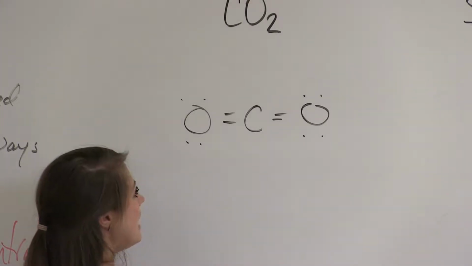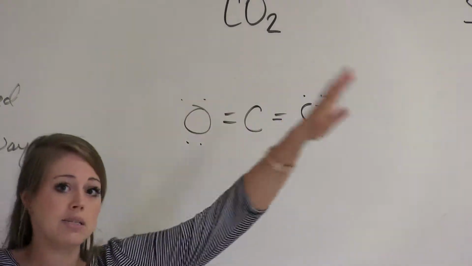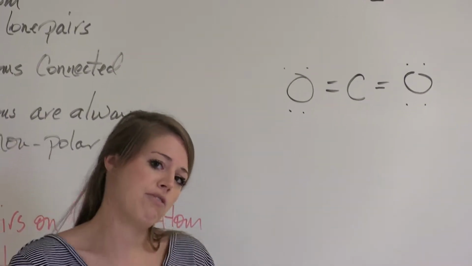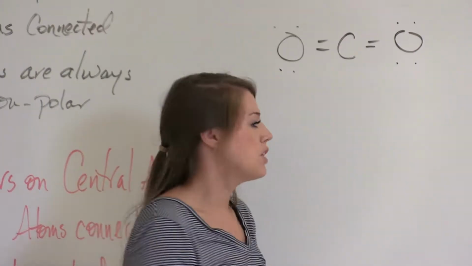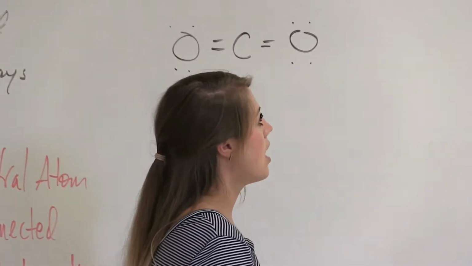It's also going to make it linear in shape because they can spread completely out as far away from each other as possible. There's nothing on top of the carbon or below the carbon that's going to change that distance. So this will be linear and non-polar.